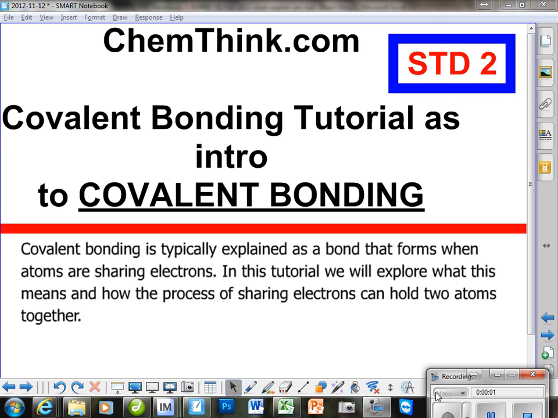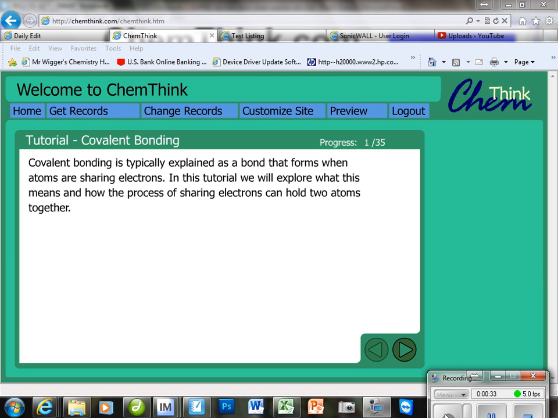This video will serve as a beginner's process, so to speak, to understand how to put different nonmetals together to form covalent compounds, and we call this covalent bonding. And we are going to be able to see how covalent bonding works. First of all, we are going to go to the internet and take a look at a wonderful animation from ChemThink. So covalent bonding is typically explained as a bond that forms when atoms are sharing electrons.